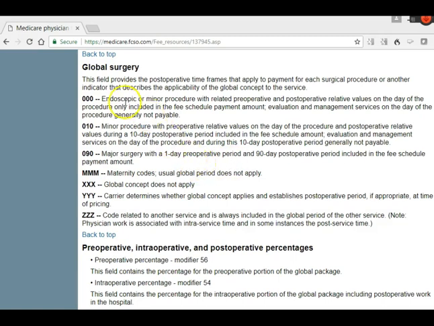So we have some that have 0-day indicators, meaning that there's really no healing time. We have some 10-day globals, which are really minor procedures, and we expect that patients might be seen within those 10 days as follow-up, but really it's a minor procedure. Most major procedures are 90 days.